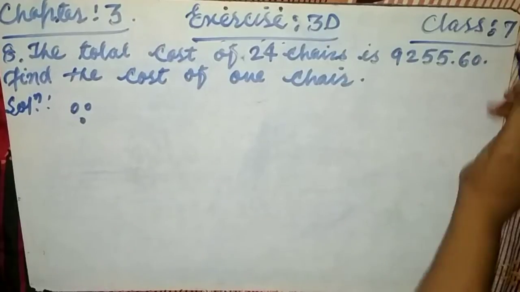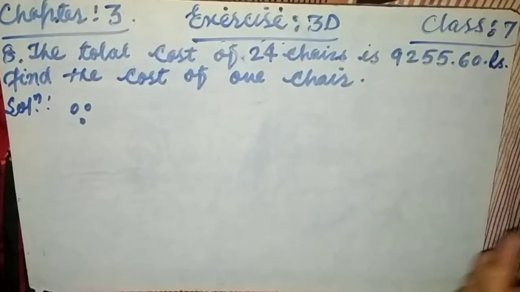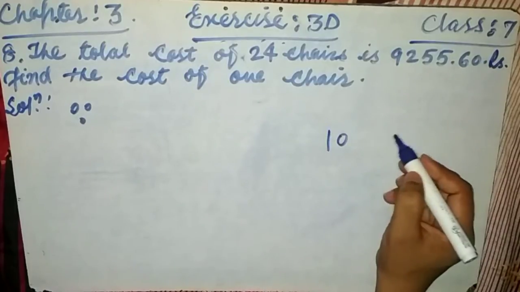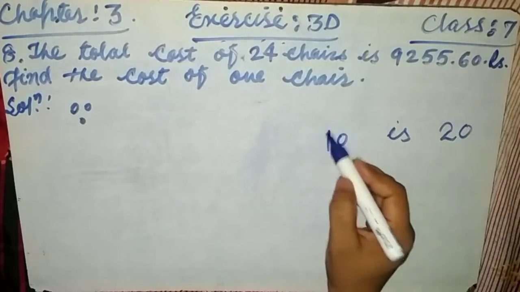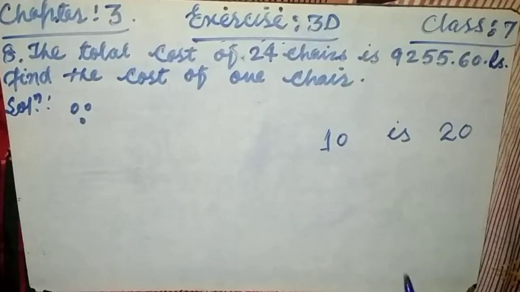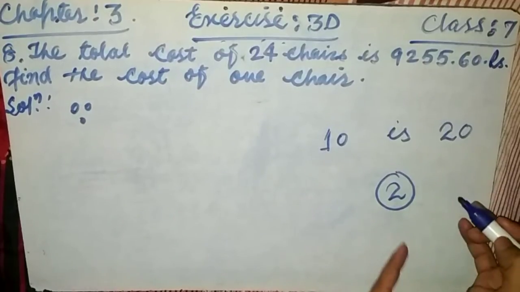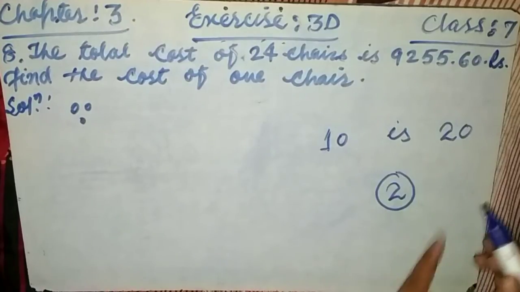9,255.60 rupees. Okay, now find the cost of one chair. Suppose, friends, if the question says the total cost of 10 pens is 20, then find the cost of 1 pen, and your reply, yes, this is 2 rupees. But why? We have to find the clue how you can say yes, 2 rupees. Yes, the clue is that we have to divide this 20 by 10.